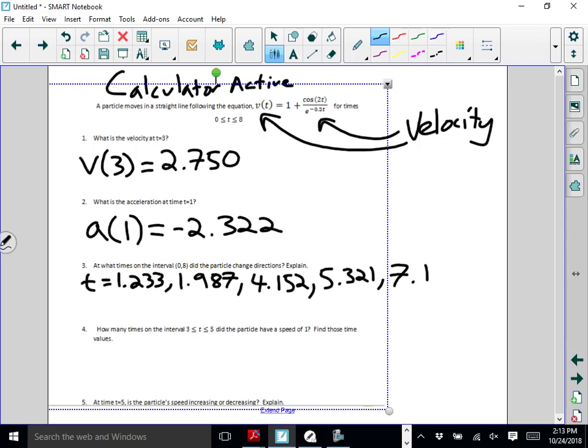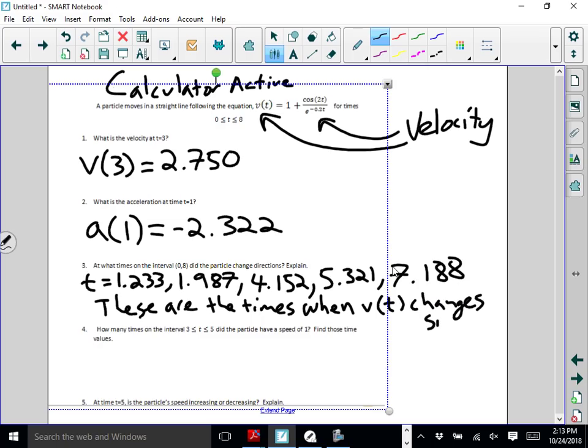Okay, so those are my answers, but if I don't explain, I'm in jeopardy of losing all these points that I've so painstakingly found. Okay, my explanation is these are the times when what happens? Well, this is when V of t changes signs. By the way, when you do that explanation, make sure you say V of t and make sure you say changes signs. That's the most important thing that's in there. If you say this is when it changes signs, no credit. Sorry, not specific enough.